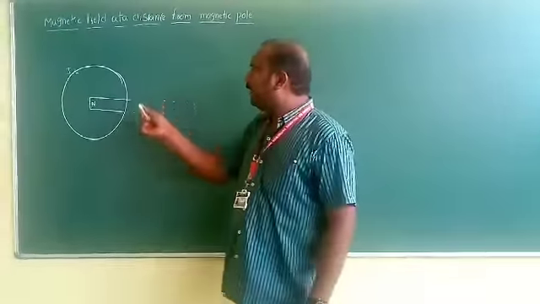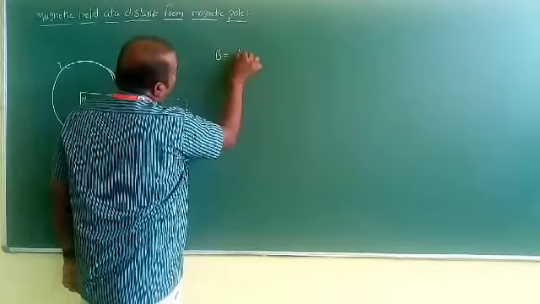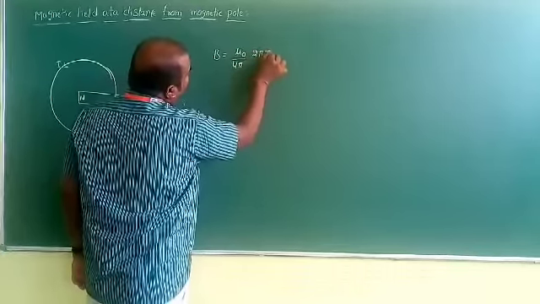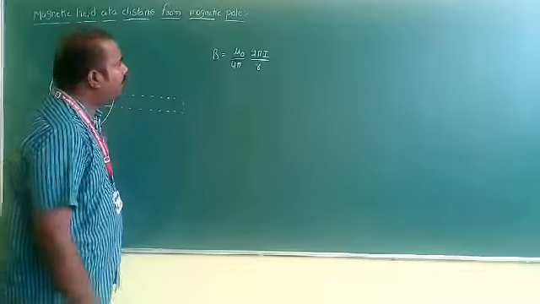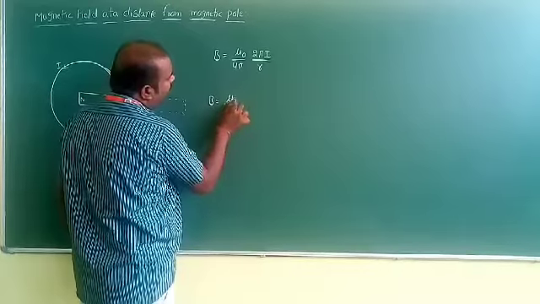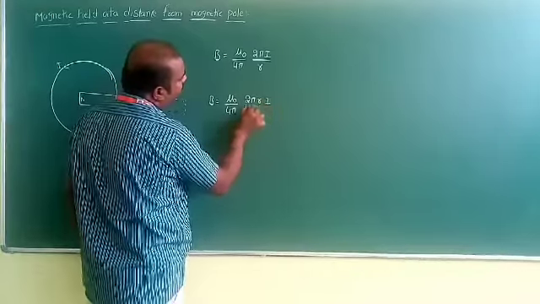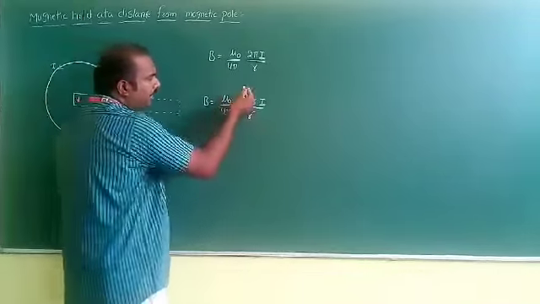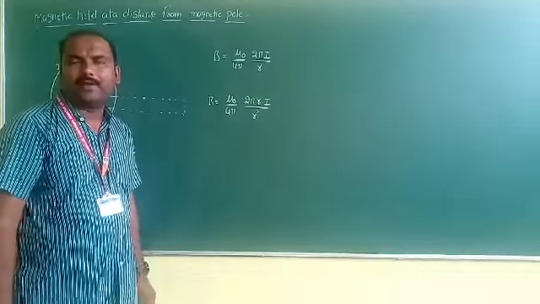Now the magnetic field at the center of the current carrying conductor is given by B is equal to mu naught by 4 pi into 2 pi I by R, because this is the standard equation. Now numerator and denominator I am multiplying with one more R, that is mu naught by 4 pi into 2 pi R into I by R square. Then this 2 pi R is nothing but the circumference of the coil, that is the length of the coil.